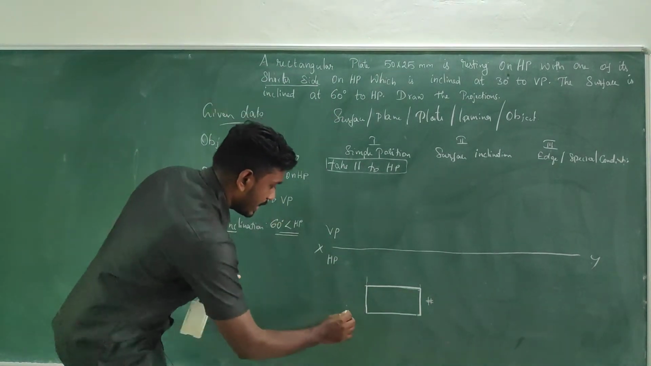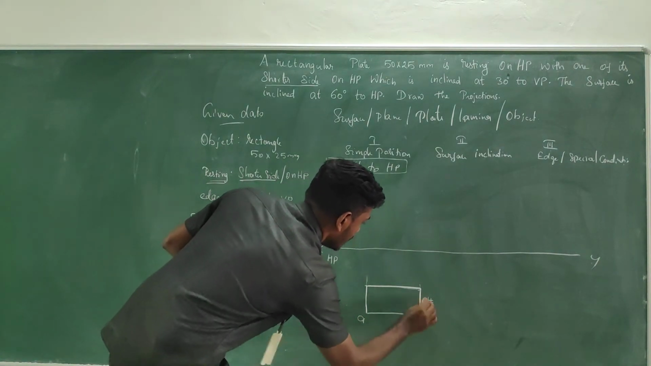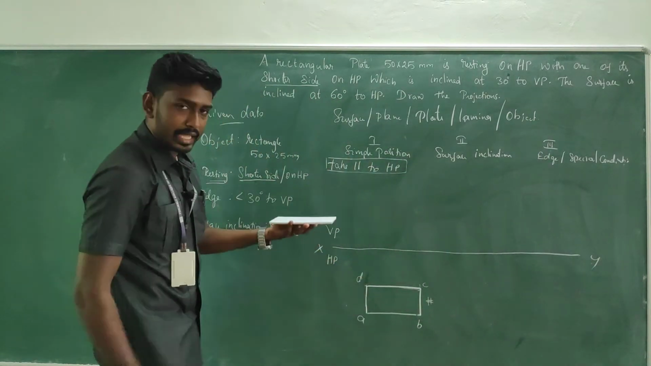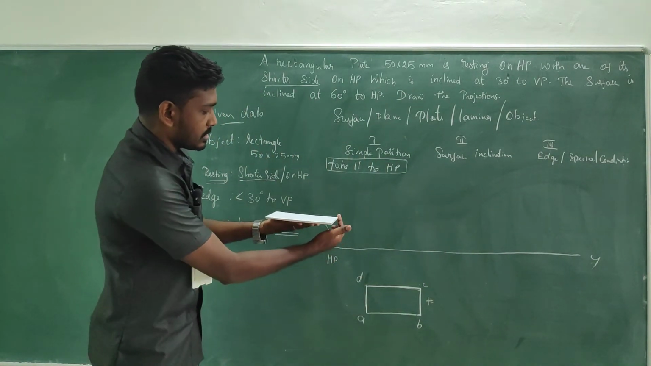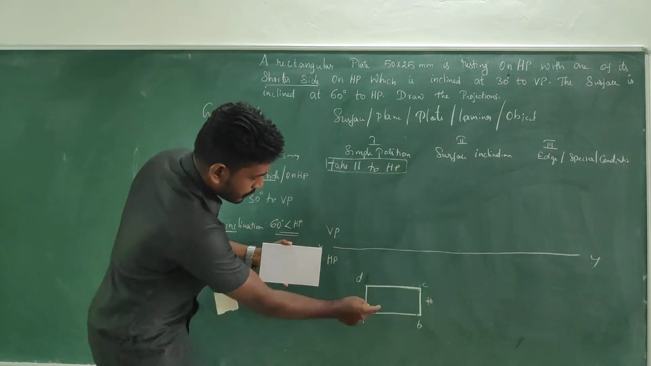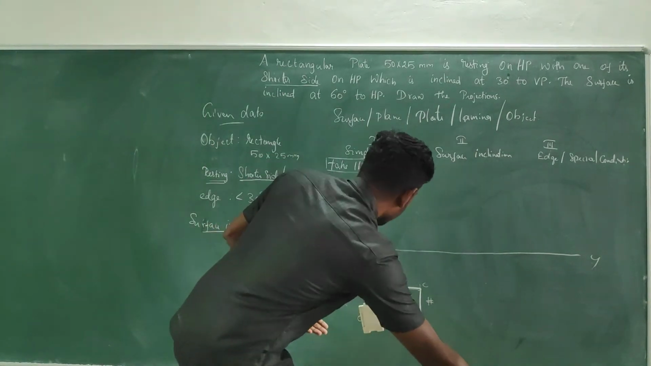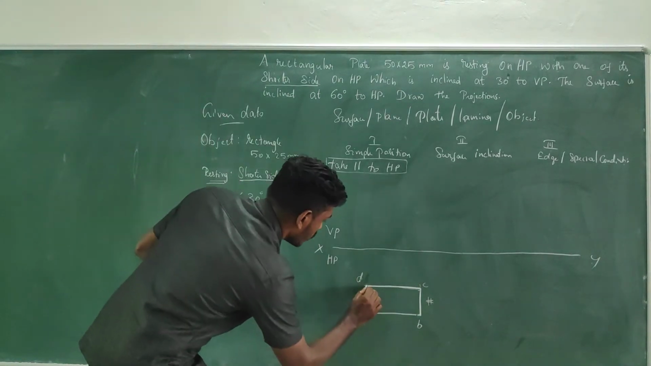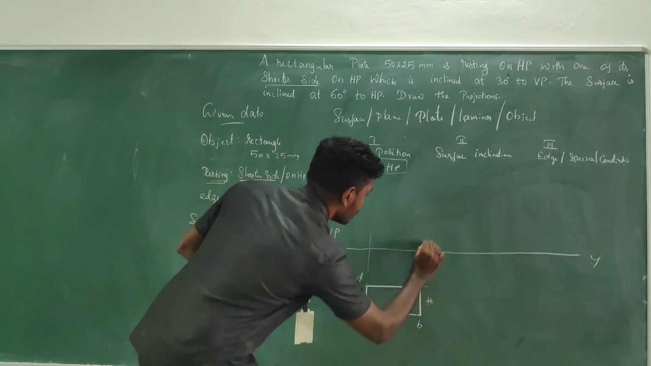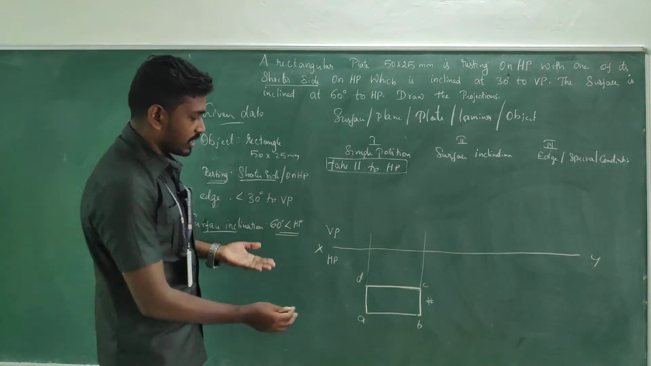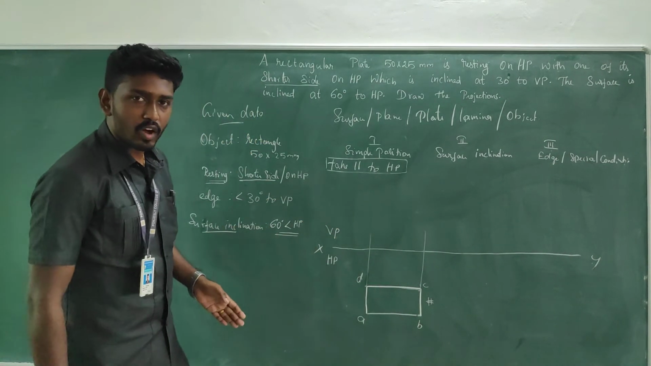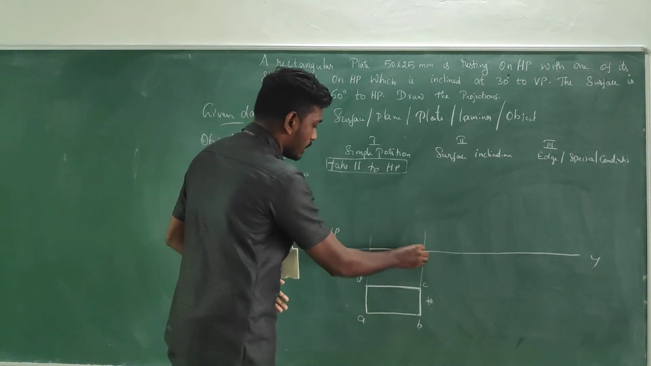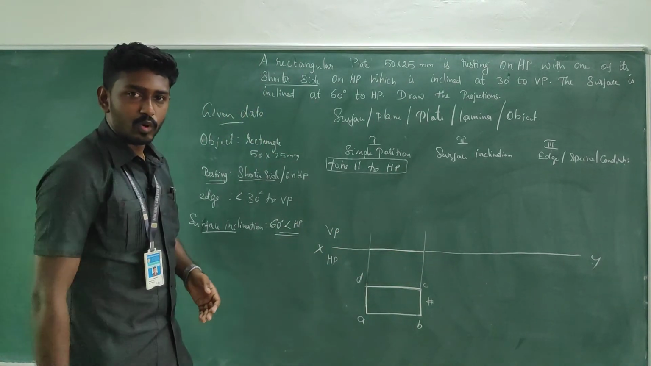Fine. So I name this as A, B, C, D. This is A, this is B, this is C, and this is D. So I want to get the front view. The front view is going to be a straight line. For that, take all the projectors from each and every corner. If you draw a line between the projectors on the XY line, it's your front view observation.